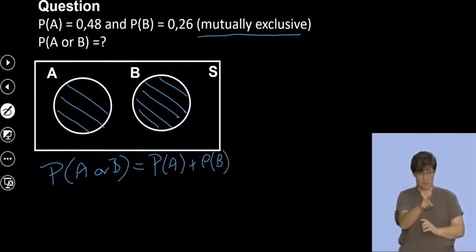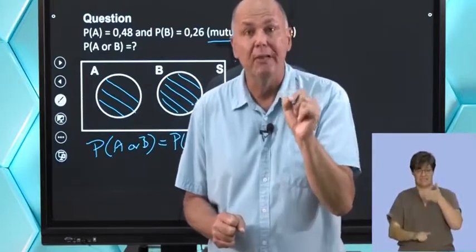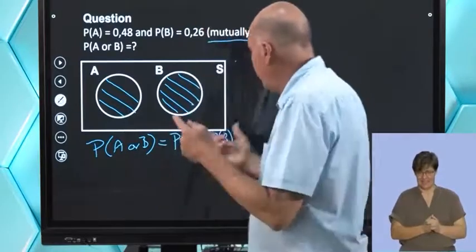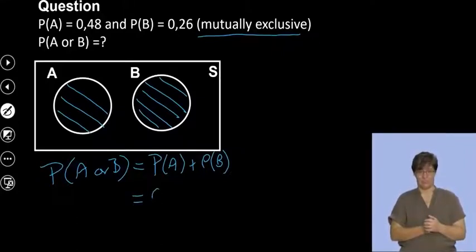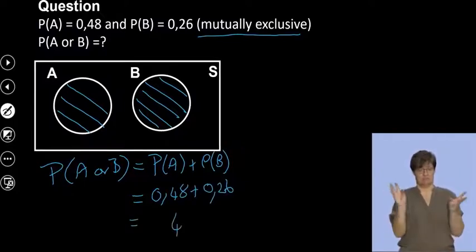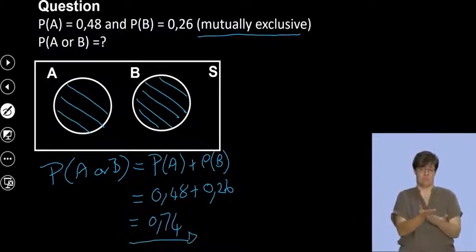Remember, if they were not mutually exclusive, then we would have to subtract the probability of the intersection. But here, the probability of the intersection is 0 because there's no element in the intersection. And that's how we apply the OR rule, the addition rule, for mutually exclusive events. Let's do it very quickly. It's 0.48 plus 0.26, which gives 0.74. And we have calculated the probability of A or B.